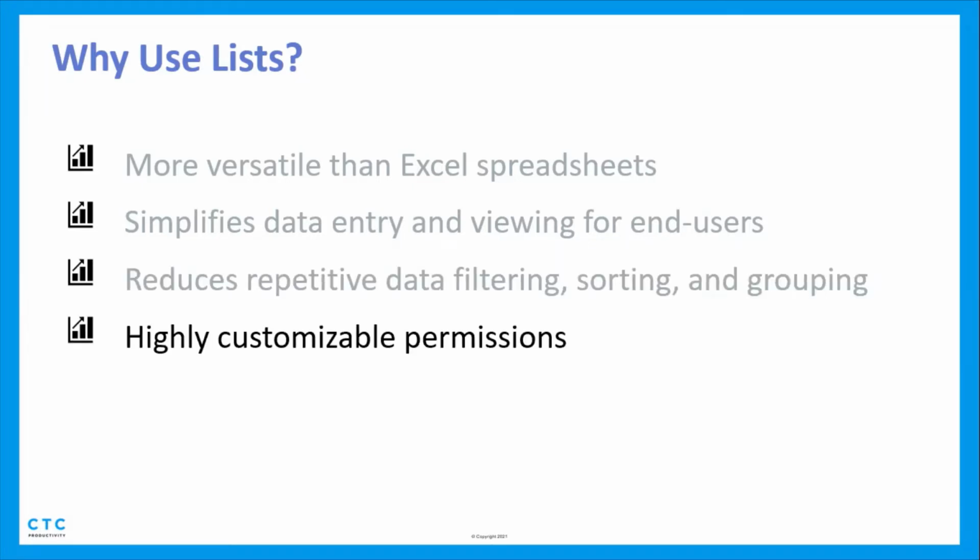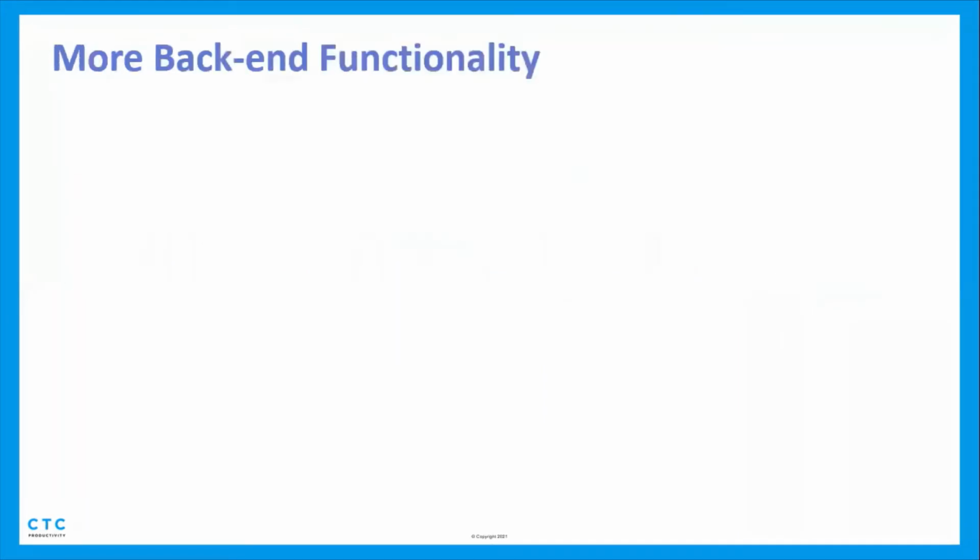The permissions are highly customizable. You can set the permissions at the site level, at the list level, and to a certain extent, you can set the permissions on individual items. So it's hard to do that in Excel. And then once your data is in the list, there's a lot you can do with it on the back end.